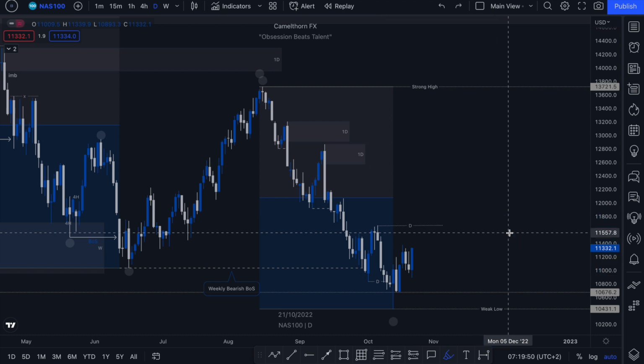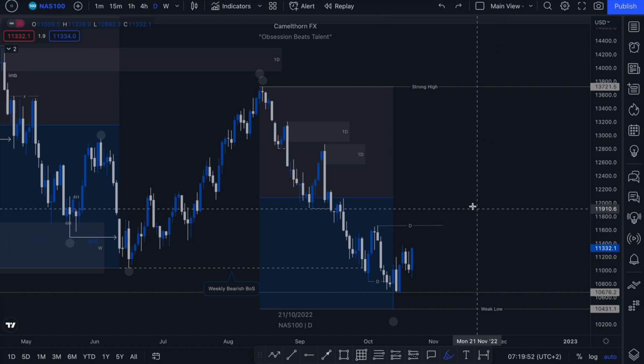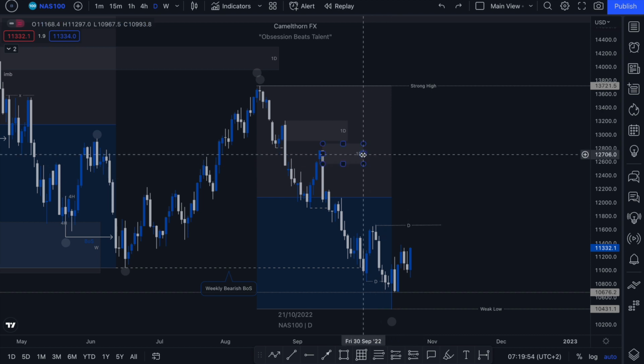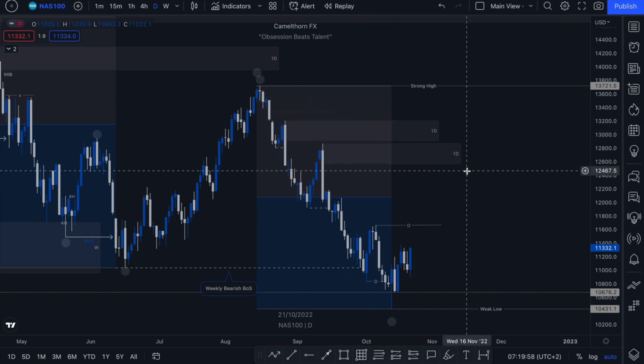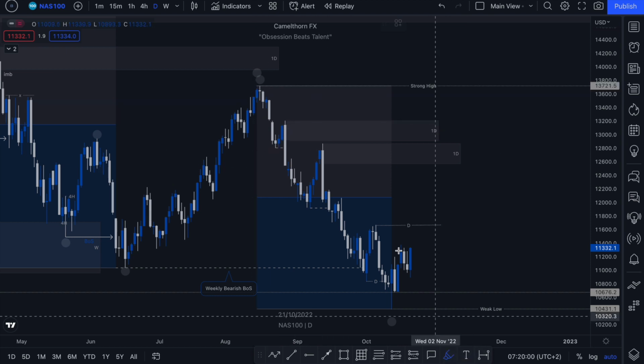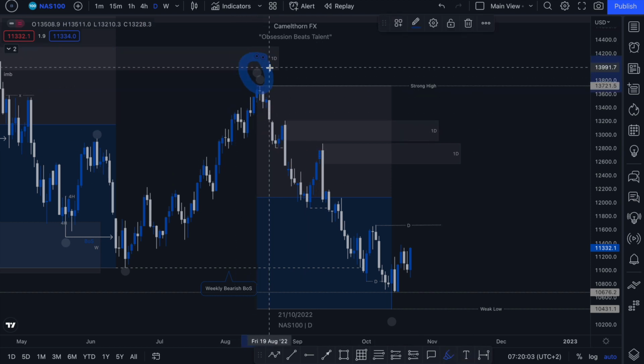Now, if you watched last week's or the video that we posted 3 weeks ago, you'll notice these two daily supply zones that formed after price action stopped just shy of mitigating this one.